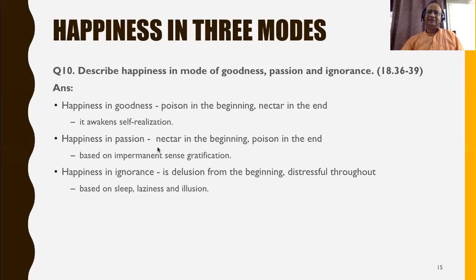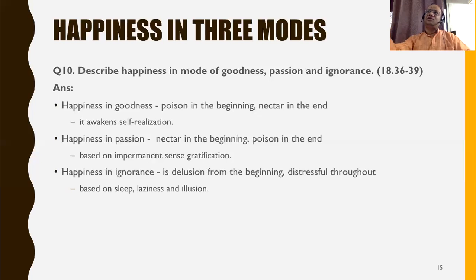Happiness in passion means nectar in the beginning, poison in the end, which means sense gratification. I eat a lot. I enjoy the rasgulla. I enjoy the chola bhatura. But in the end, my stomach gets upset. I get sick. So it is nectar in the beginning, poison in the end. It is based on impermanent sense gratification, like Lord Krishna mentioned in, I think, chapter number 5.